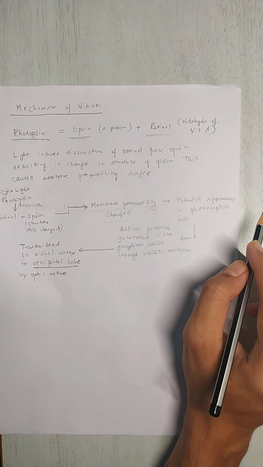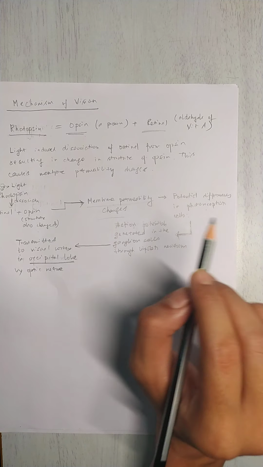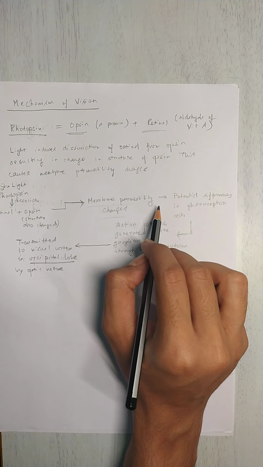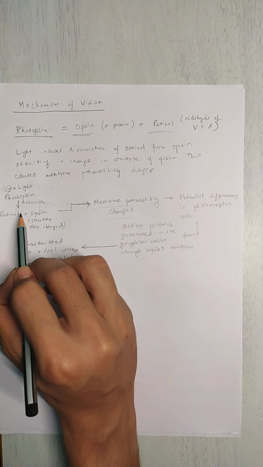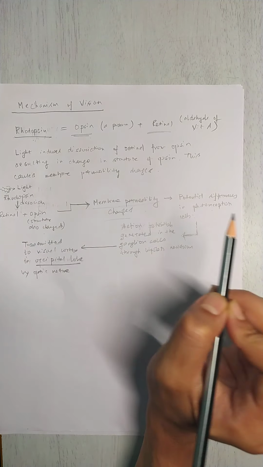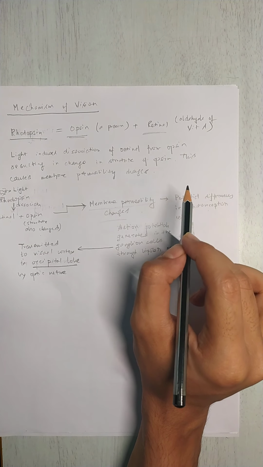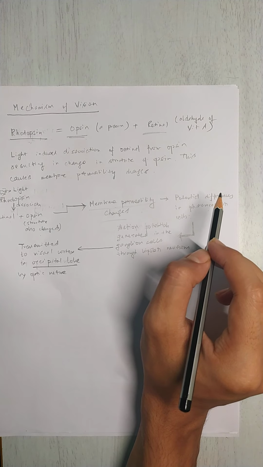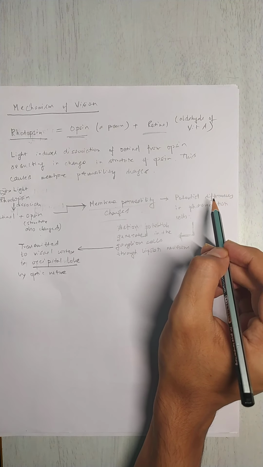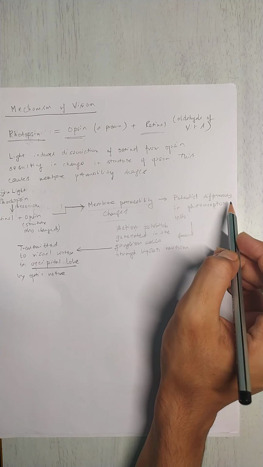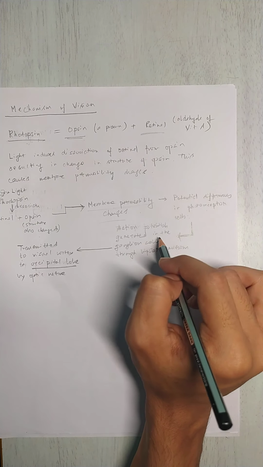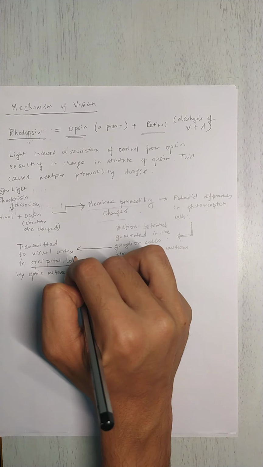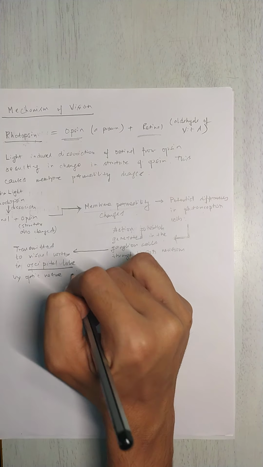Initially the membranes remain extremely permeable to sodium ions, and whenever the light-induced dissociation of the rhodopsin pigment into retinal and opsin occurs, the membrane permeability changes and the membranes do not remain that permeable to sodium ions, and therefore a potential difference is created in the photoreceptor cells, which generates action potentials, and these action potentials are transmitted to the visual cortex in the occipital lobe by the optic nerve.